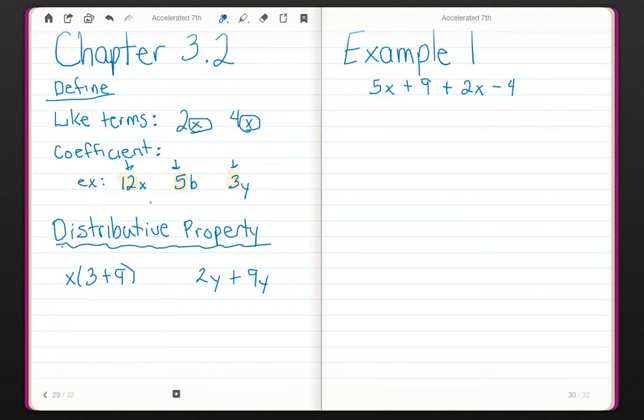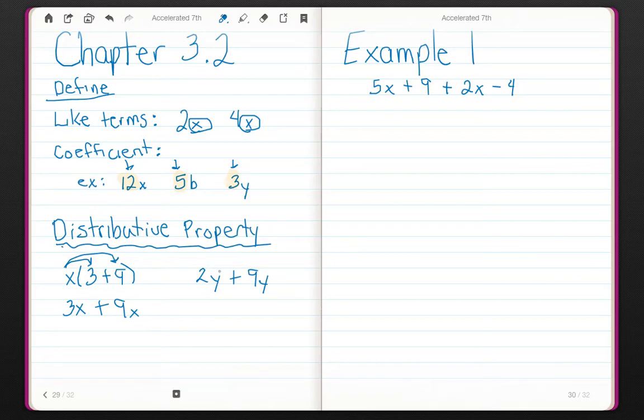I'd also like to review the distributive property. So here in this example, we have x times (3 plus 9). If I were to use the distributive property, I would distribute the multiplication of x to each of the 3 and the 9. So I would rewrite it as 3x plus 9x.